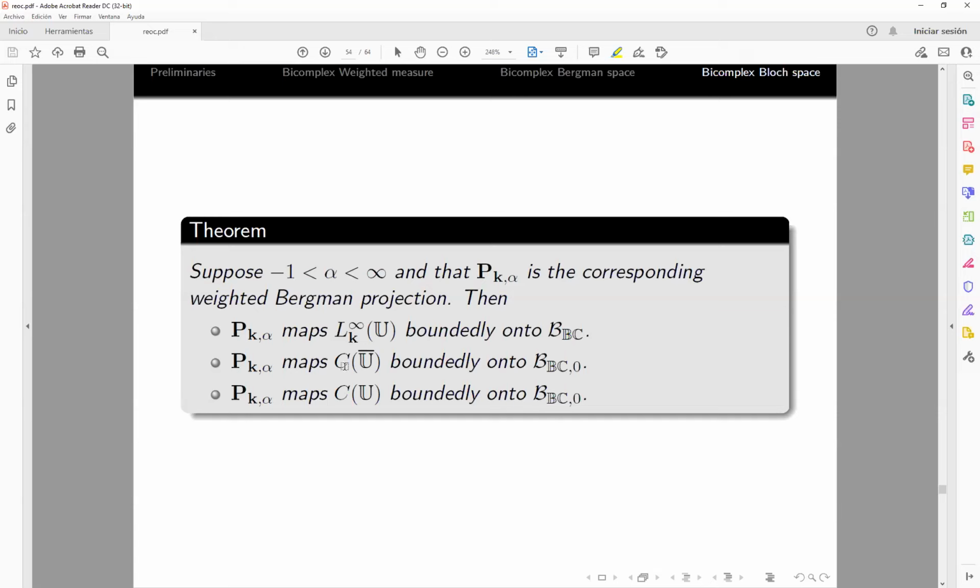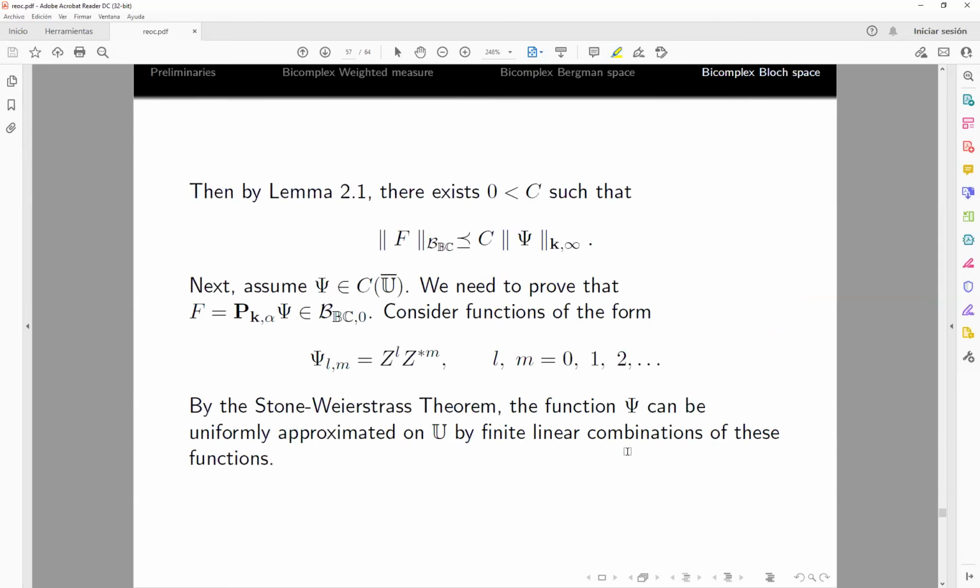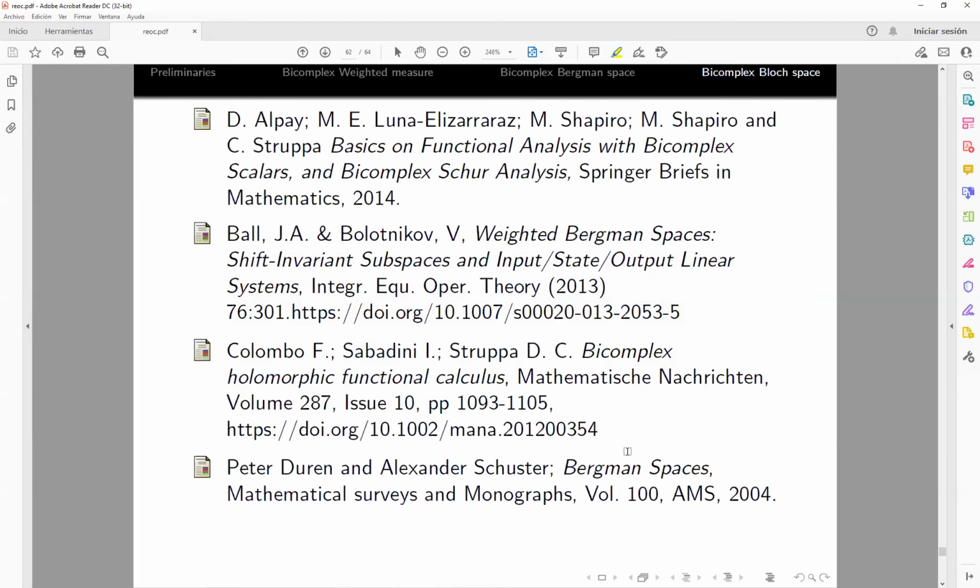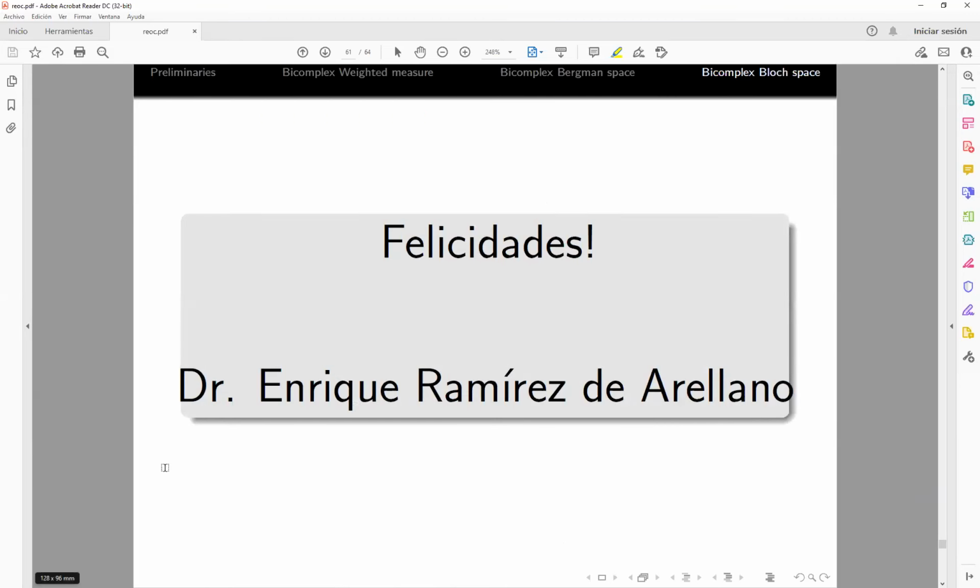And if we consider continuous functions on the closed unit bidisk, then we can map all this space also onto the little Bloch space. Okay, well, let me finish this talk.